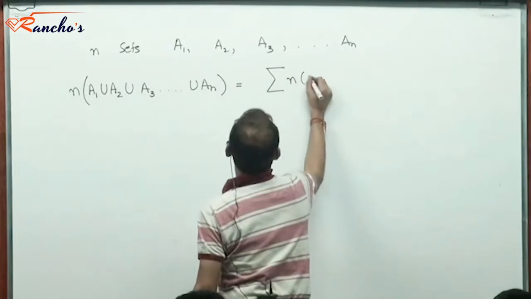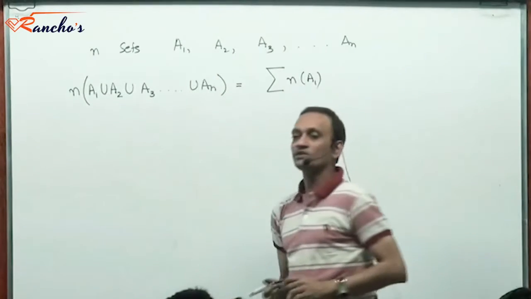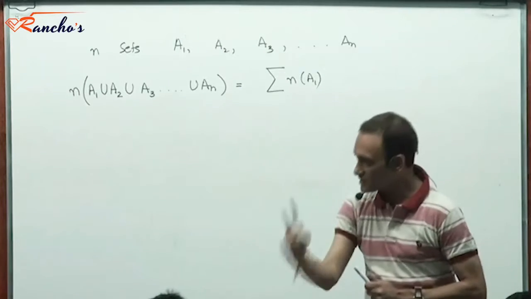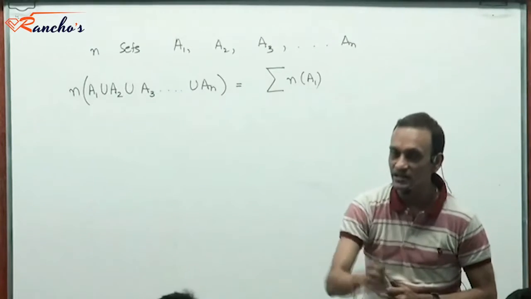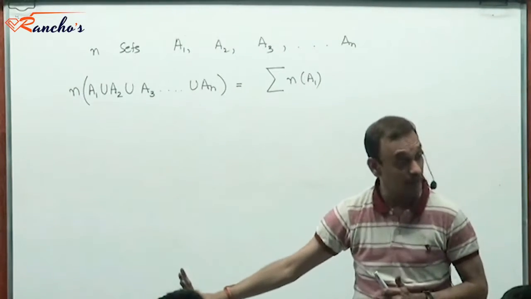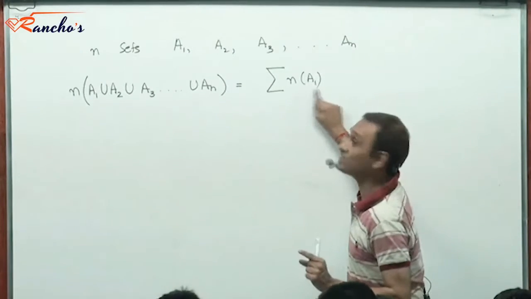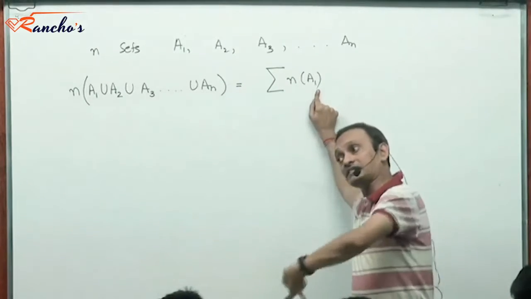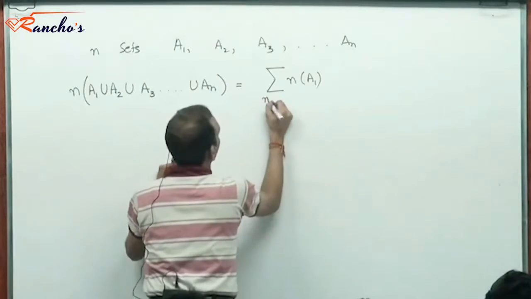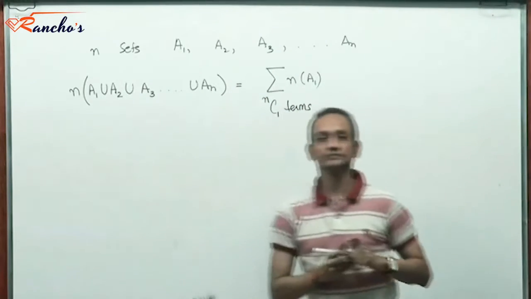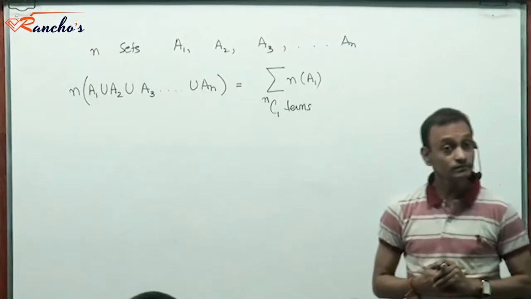So that we write symbolically as n(A1), which is taking one set at a time, number of elements in A1, plus number of elements in A2, plus number of elements in A3, plus number of elements in An. So if I have n sets and if I take one at a time, how many such terms would be there? NC1 terms would be there in this summation. Right?